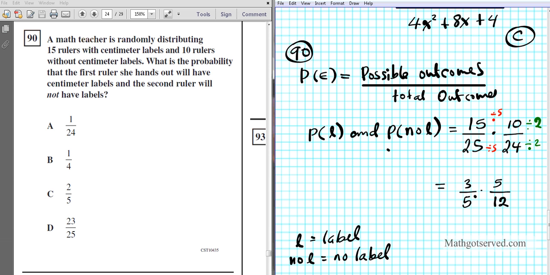Okay, now I can cross reduce. 5 goes into 5 one time, once. 3 goes here once, and 3 goes here 4. Multiply across, your final answer is going to be 1 over 4. So our answer is option letter B. All right, so there you have it.